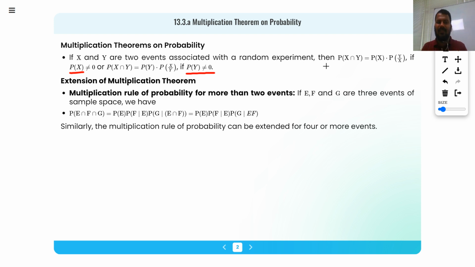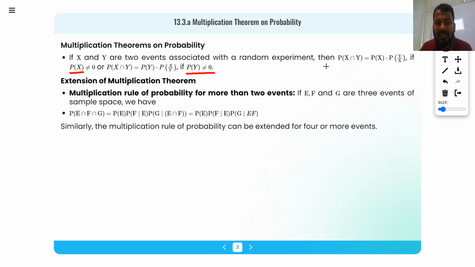Now what about three events? The probability that the first event happens, the second happens, and also the third event happens. Similarly, you can apply this for n number of events. Now let's understand the probability of three events happening: the probability of E, F and G all happening, where E, F and G are three different events.